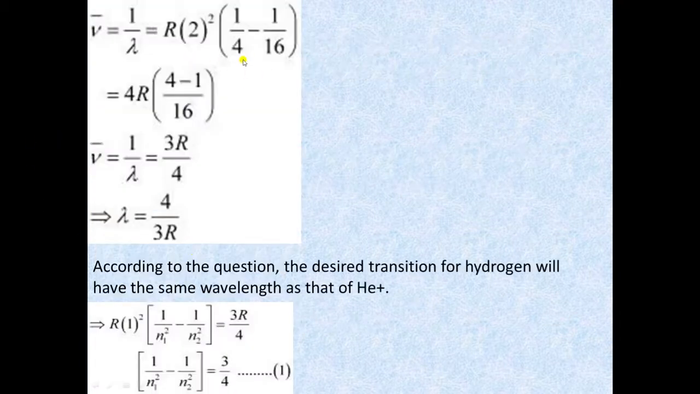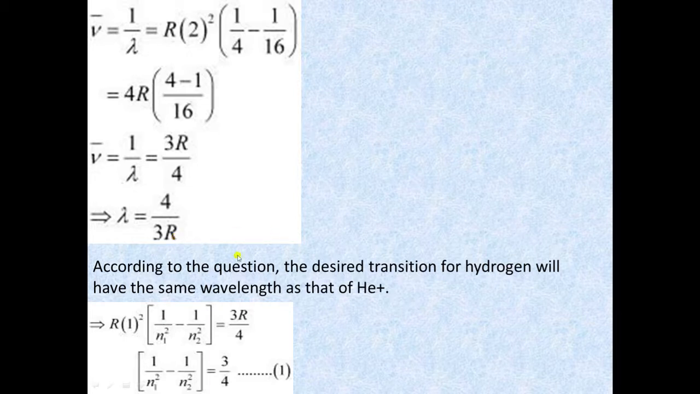Now put all the values and you will find out wave number is equal to 1 by lambda is equal to 4R into (4 minus 1) divided by 16. So that means here lambda is equal to 4 by 3R. Now that is for helium positive, that means hydrogen-like species.